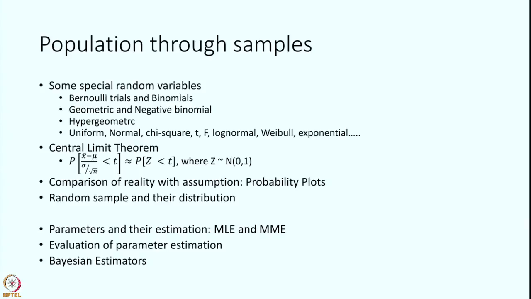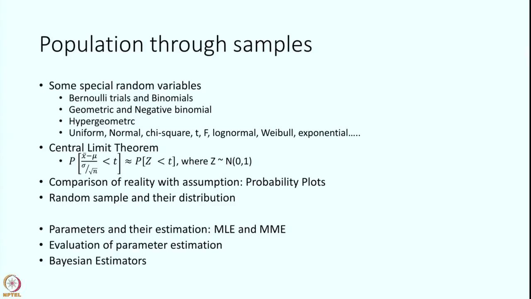Then we started learning about population through samples. So we said, okay, first let us see what all kinds of different distribution forms that a population can take. So we learned about some special random variables, Bernoulli trials, binomial distribution, geometric distribution, normal distribution, negative binomial distribution, chi-square distribution, F distribution, and so on and so forth. And in this we came to the central limit theorem, which said that for a very large value of n, that is a large sample size, the sample mean minus the population mean divided by the population standard deviation over square root n behaves like a normal random variable with mean 0 and variance 1.